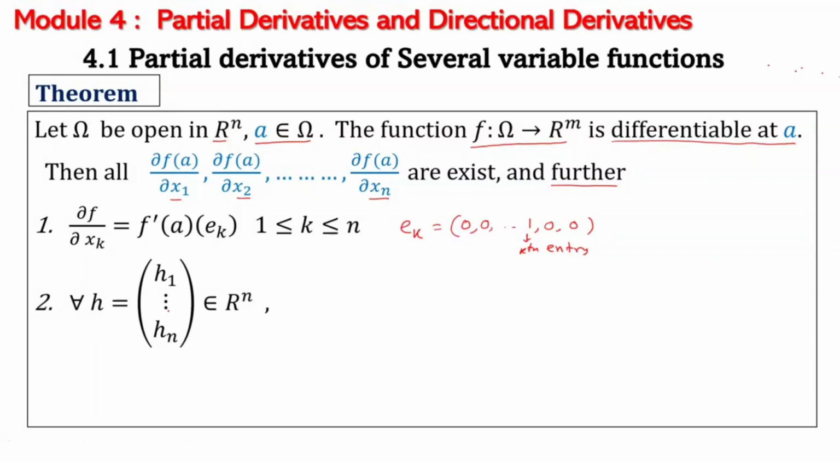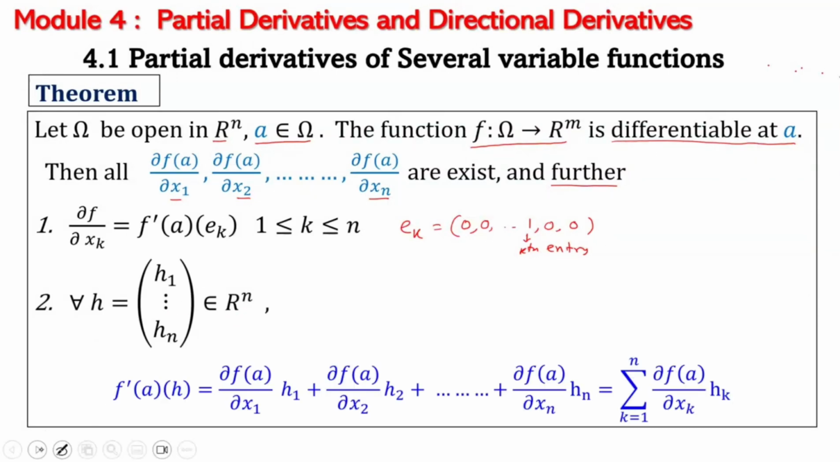for all h belonging to Rn, we can write f'(a)h as the partial derivative with respect to x1 times h1, with respect to x2 times h2, and with respect to xn times hn, which can be formulated by this summation. So now we are going to prove this theorem.